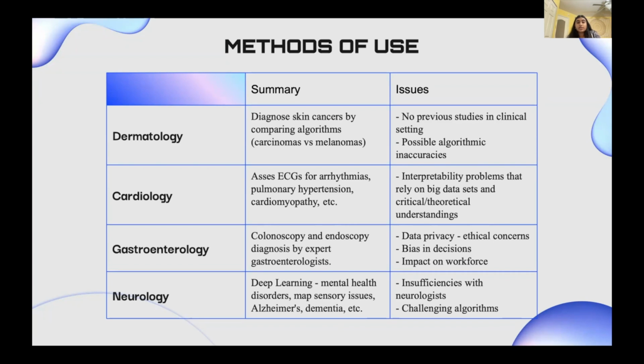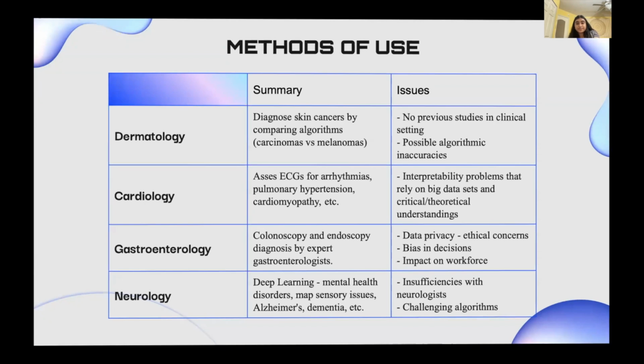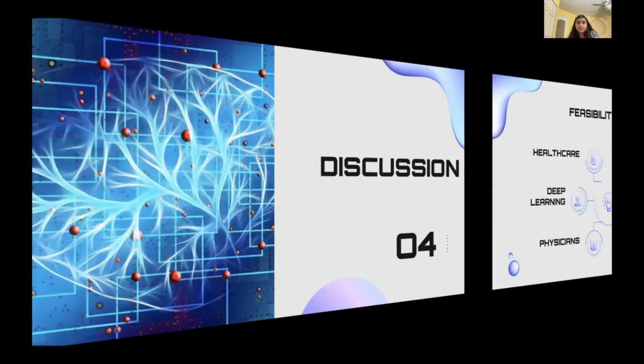Some issues include the lack of previous studies in clinical settings, complex algorithmic inaccuracies, and problems with big data sets because they include more critical and theoretical understandings. And these challenging algorithms can be very difficult to interpret, which makes it hard for further research to be conducted.